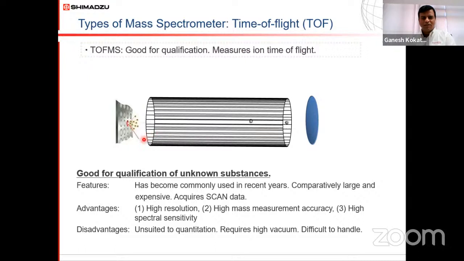So TOF gives n number of spectra. Here's one filter, and we are applying the sample from here. If we are talking about MS, we need to talk in terms of ions. When the mixture of ions comes over here, depending on the density or bulkiness, the time taken to pass through this tube shows the masses of the different components, and it shows the resolution. It requires high vacuum, and it has some disadvantages: it's bulky in nature, and quantification is also not possible in TOF.